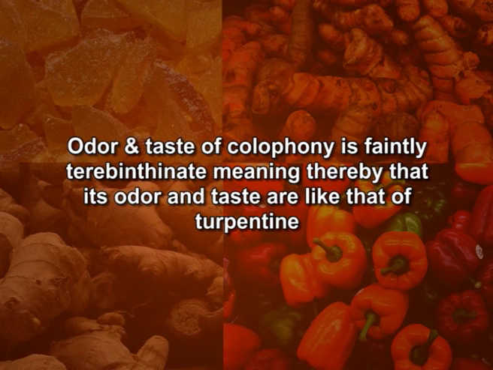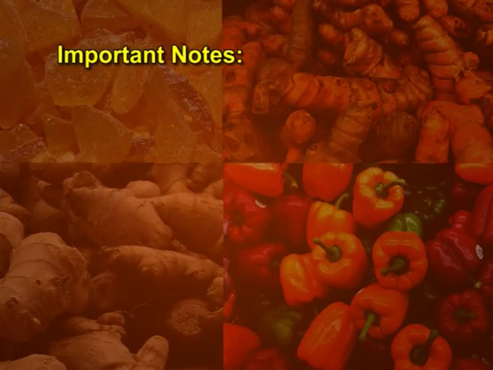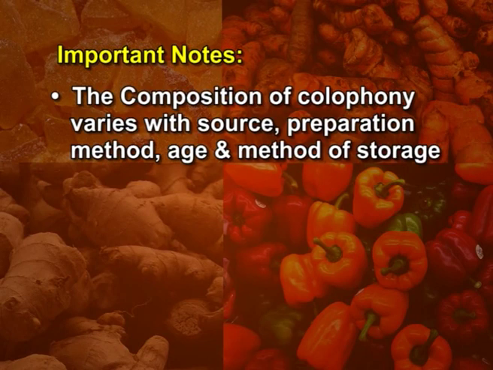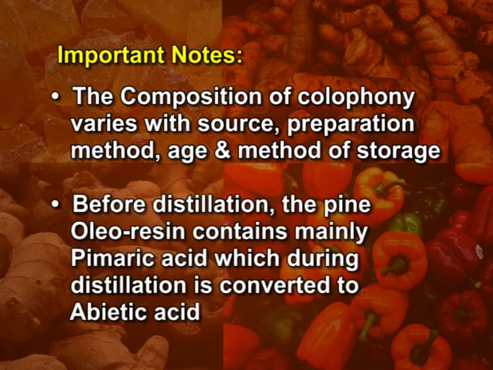Coming to the odor and taste, colophony is faintly terebinthinate, meaning that its odor and taste are like that of turpentine. Now, coming to the important notes, it is important to mention here that, first, the composition of colophony varies with source, preparation method, age, and method of storage. And second, before distillation, the pine oleoresin contains mainly levopimaric acid, which during the distillation process is converted to abietic acid.